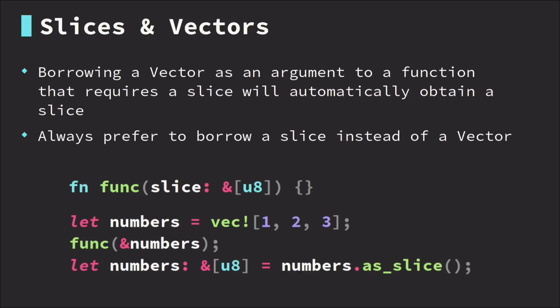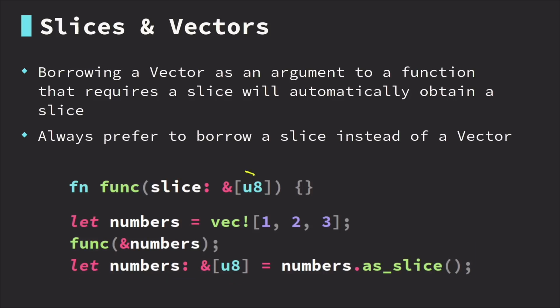Now, if we were to send a vector, like we do here, we create a vector, and we just call the function, and we borrow the vector immediately, then it's going to automatically be turned into a slice for us by the function. Alternatively, we can get a slice directly from the vector by calling the asSlice function. And so the type right here will be a slice of 8-bit integers.